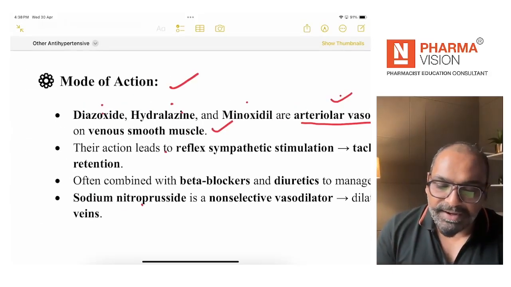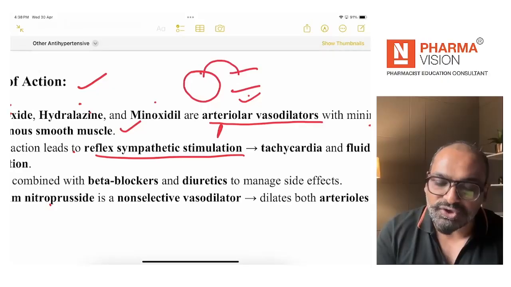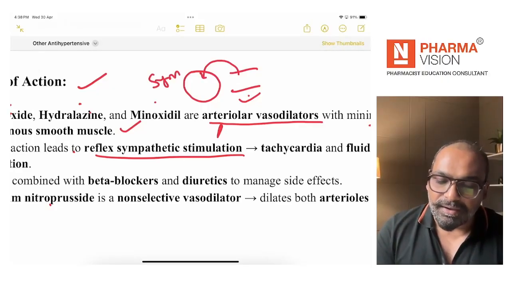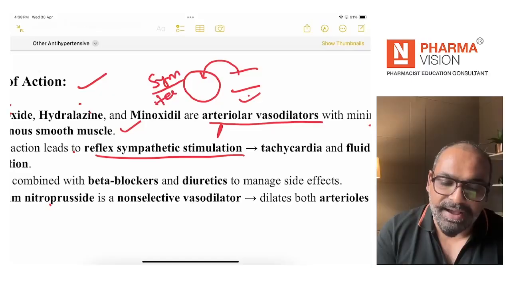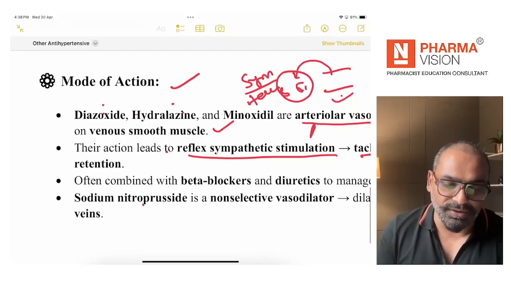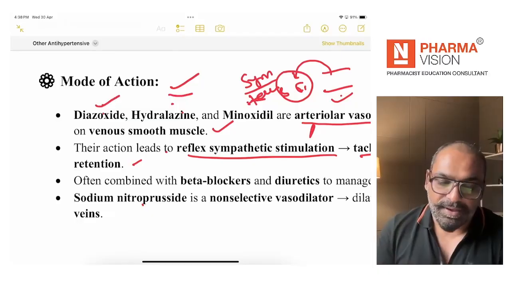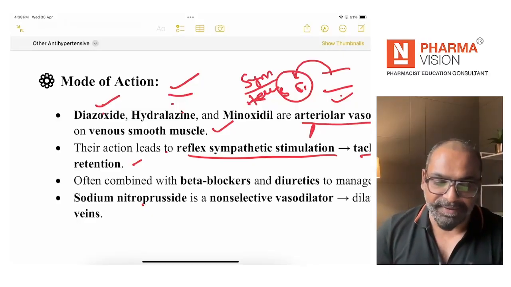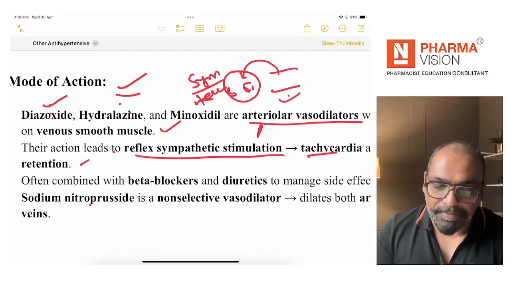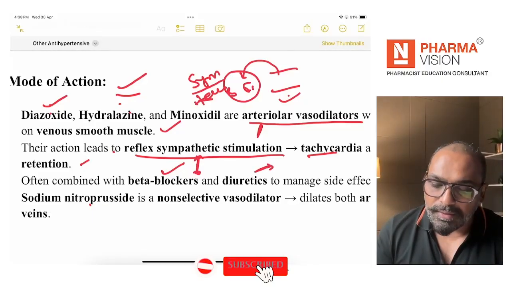Their action leads to reflex sympathetic stimulation. That means the artery dilation causes a reflex sympathetic response, and that can cause tachycardia as well as fluid retention. These are the side effects associated with this type of medication. To control such side effects, these medications are normally combined with beta blockers to minimize the reflex stimulation, and with diuretics for fluid retention.